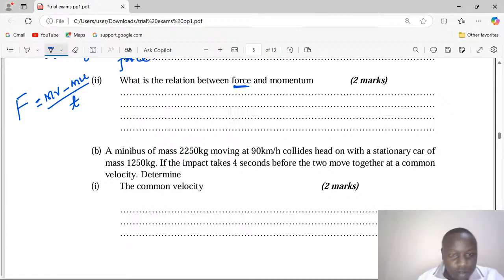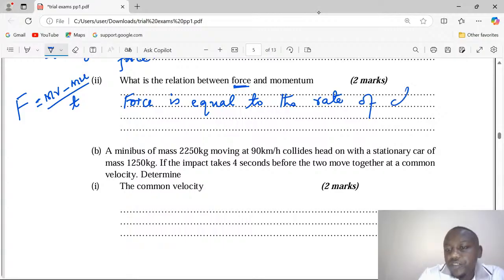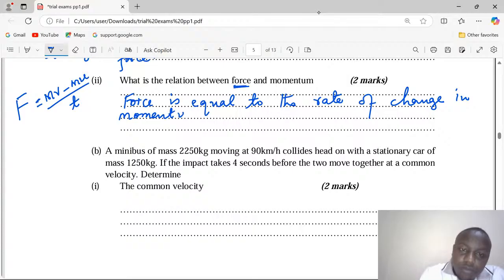There's what you call force. So this mathematical statement can now be said that force is equal to the rate of change in momentum, or change of momentum. The rate of change of momentum.